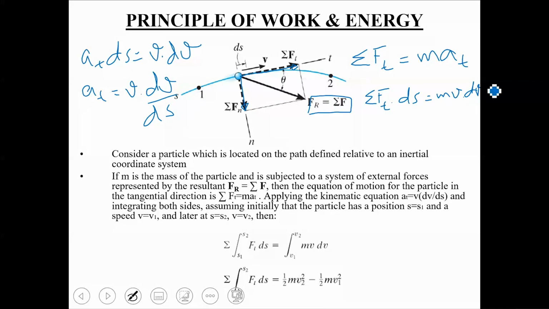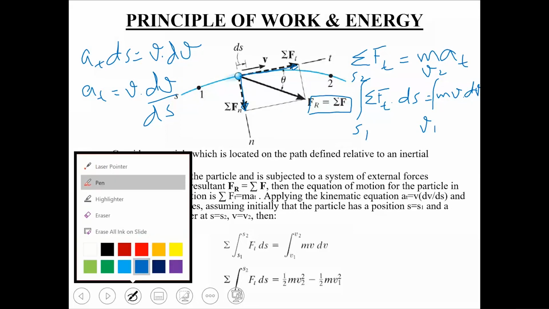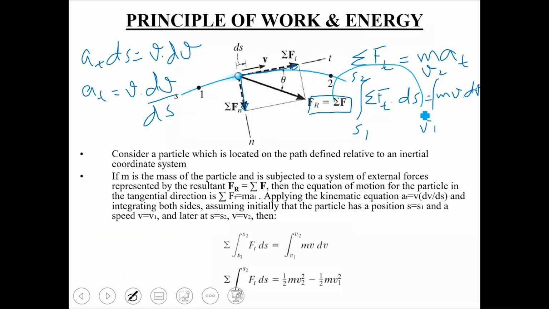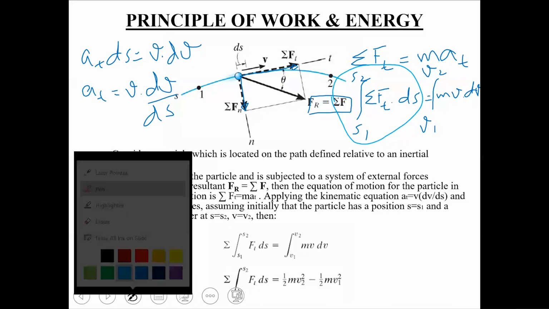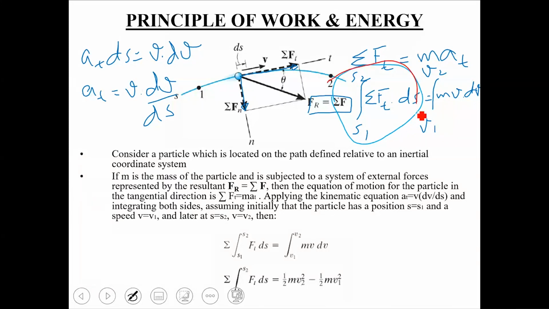Yes. Okay, now integrating this equation on both sides from S1 to S2 since ds is involved here, and from V1 to V2 since we are integrating it with respect to velocity. Now what does this left hand side of this equation indicates? Force into displacement. What does this represent? Work done. It basically represents what is the work done on this particle by various forces in moving it from position 1 to position 2. On the right hand side it is mv dv.